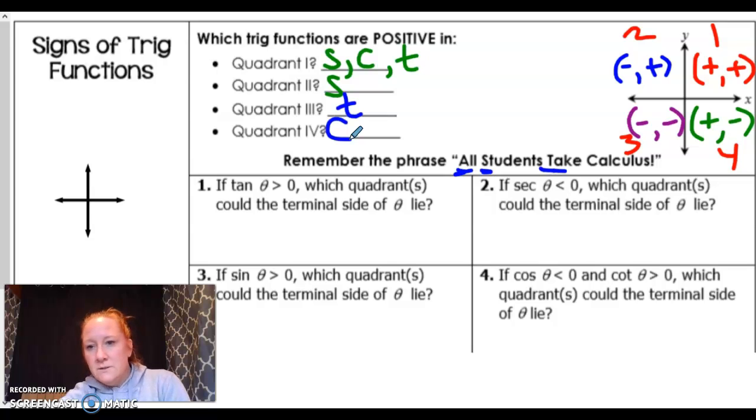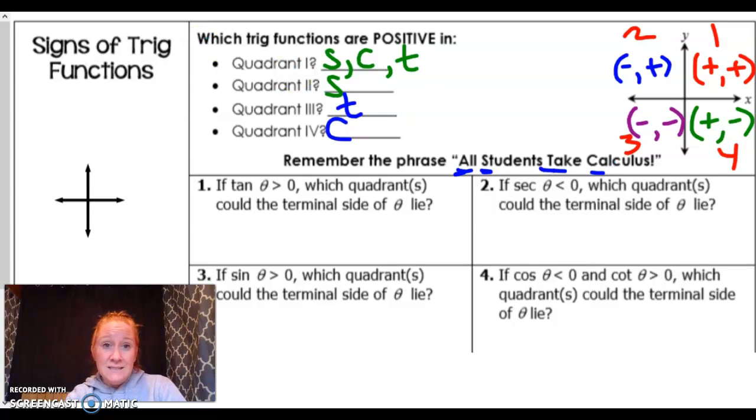Okay, so all students take calculus. All of them are positive. Sine is positive. Tangent is positive. Calculus, cosine. So if little mnemonics like that are helpful for you, there it is. But you could construct that every time.